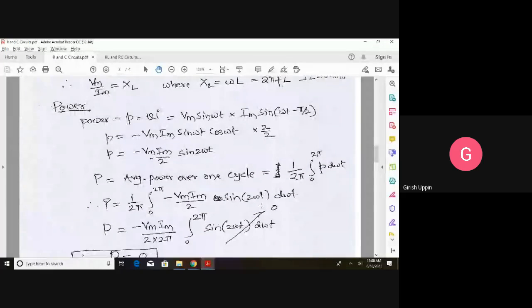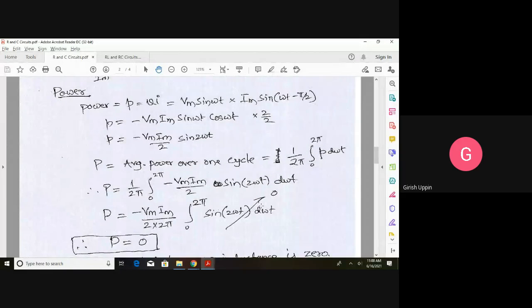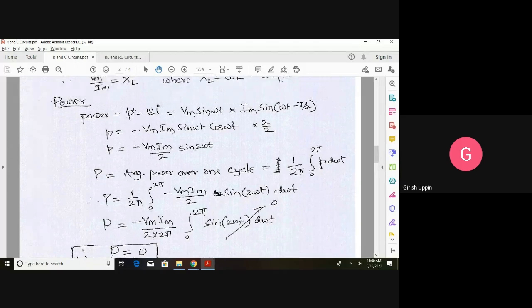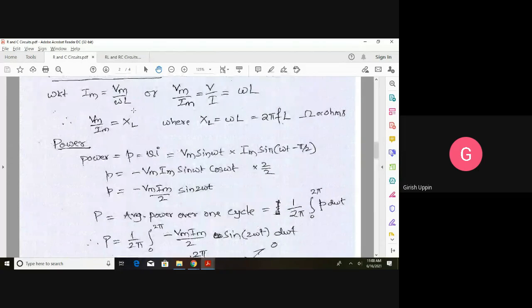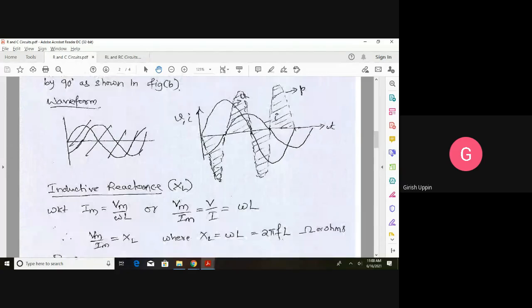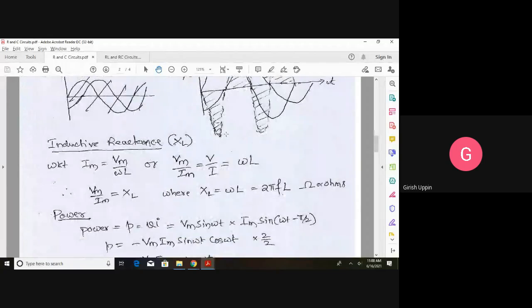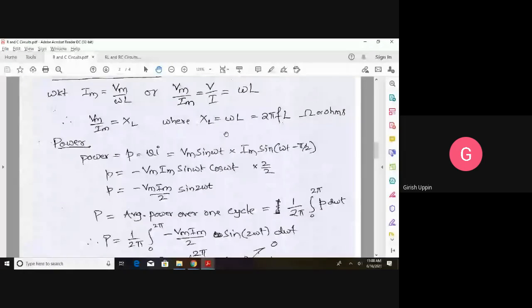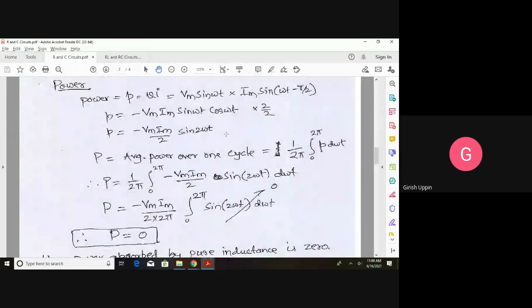Now, to find the power consumed in a pure inductive circuit, first we have to find the power consumed at every instant. We multiply the instantaneous value of the voltage with the instantaneous value of the current, then we get the instantaneous value of the power. Then we integrate it over one cycle so that we can find the average power that is consumed in the pure inductive circuit.